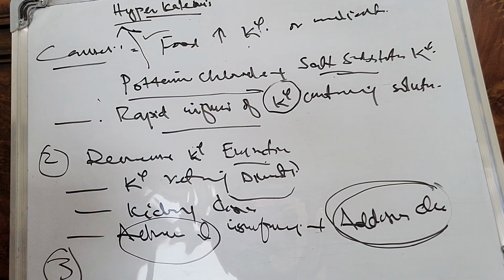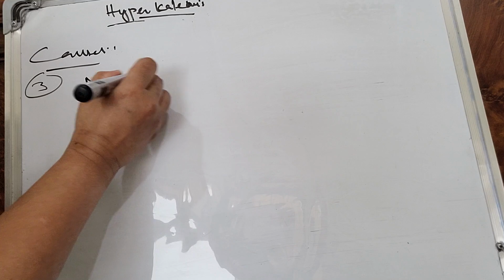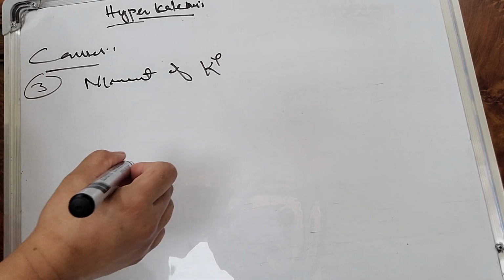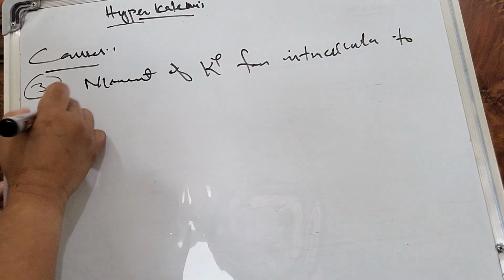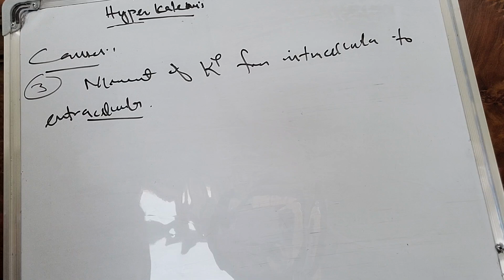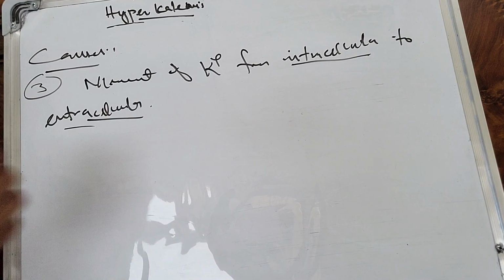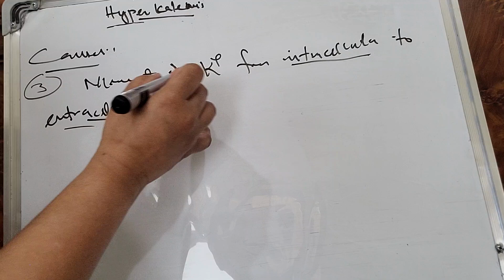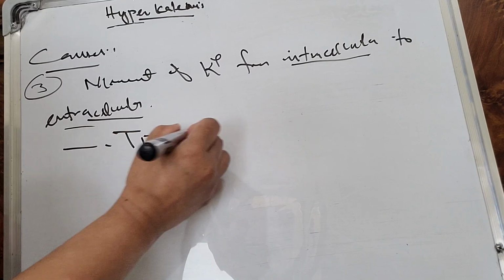Number 3 is movement of potassium from intracellular to extracellular. Opposite to hypokalemia, where potassium goes from extracellular to intracellular space, in hyperkalemia it goes from intracellular to extracellular spaces. In which conditions does potassium move from intracellular to extracellular? One is tissue damage, if the patient has tissue damage.